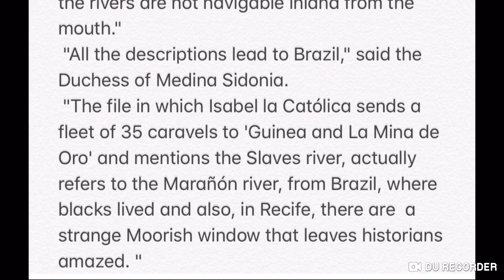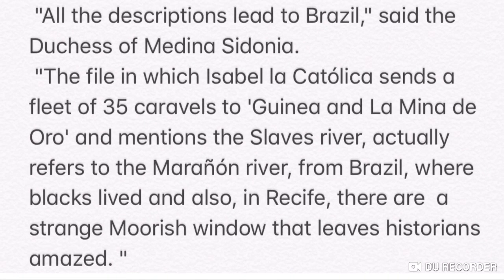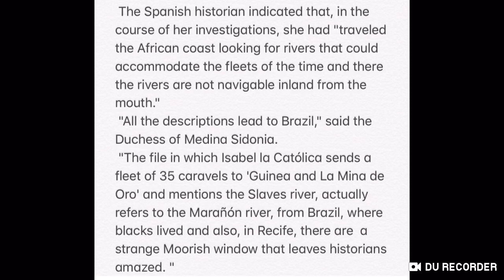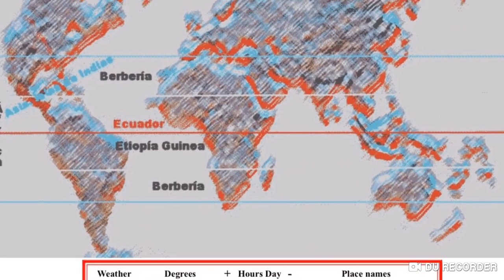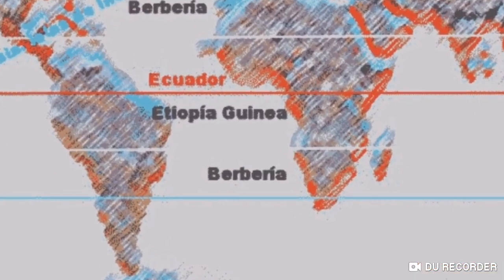The file in which Isabel the Catholic sends a fleet of 35 caravels to Guinea and Lamina de Oro, and mentions the slave rivers, actually refers to the Maranon River from Brazil, where blacks lived, and also in Recife. There is a strange Moorish window that leaves historians amazed. So she is just showing you some evidence of why she believed this has been how the world was before a certain time period, in the Mayan people.